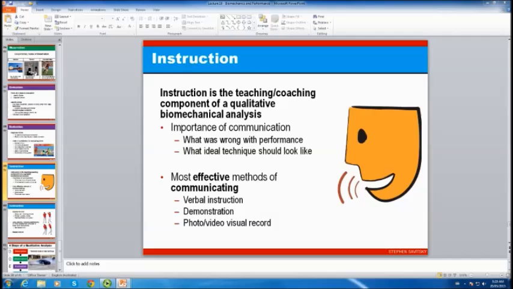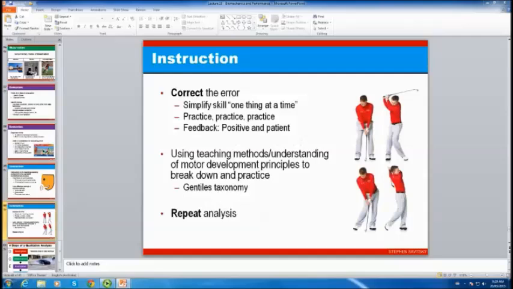And finally, it's your job at the very end to correct the error. You might have told them what to do. You might have told them why to do it. But your end goal, the whole reason you do this process, is to fix it, is to correct the error. And that's here. Many techniques of how to improve this section.